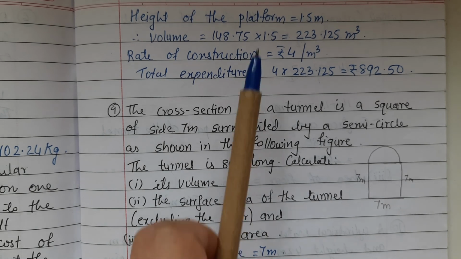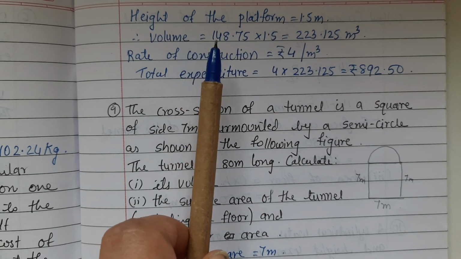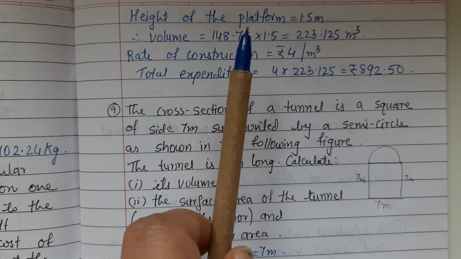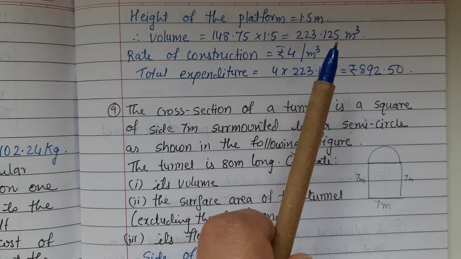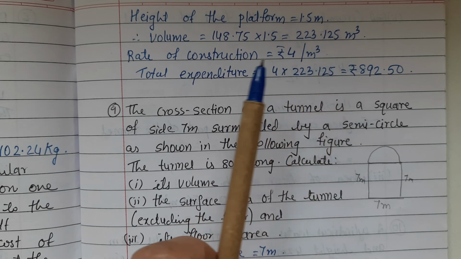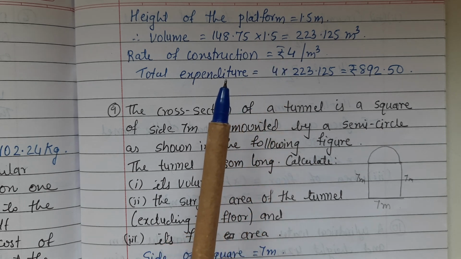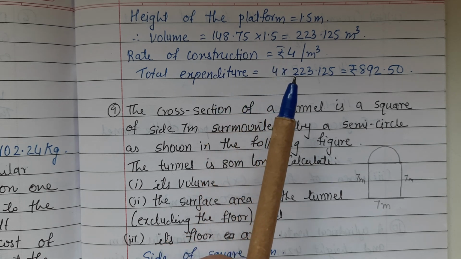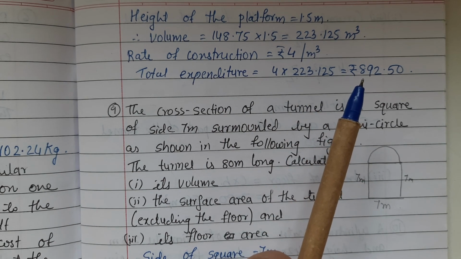Height of the platform equal to 1.5 meter. Therefore, volume will be area 148.75 into height 1.5, equal to 223.125 meter cube. Rate of construction is rupees 4 per meter cube. Therefore, total expenditure is equal to 4 into 223.125, equal to rupees 892.50.